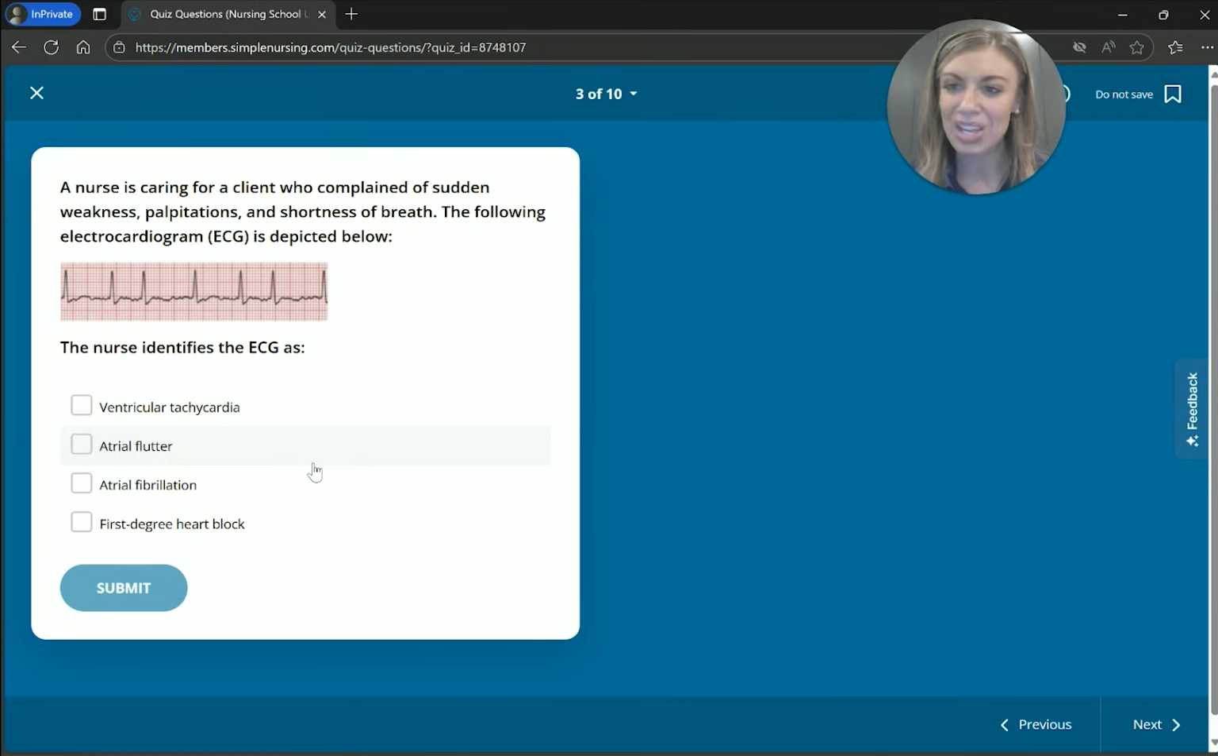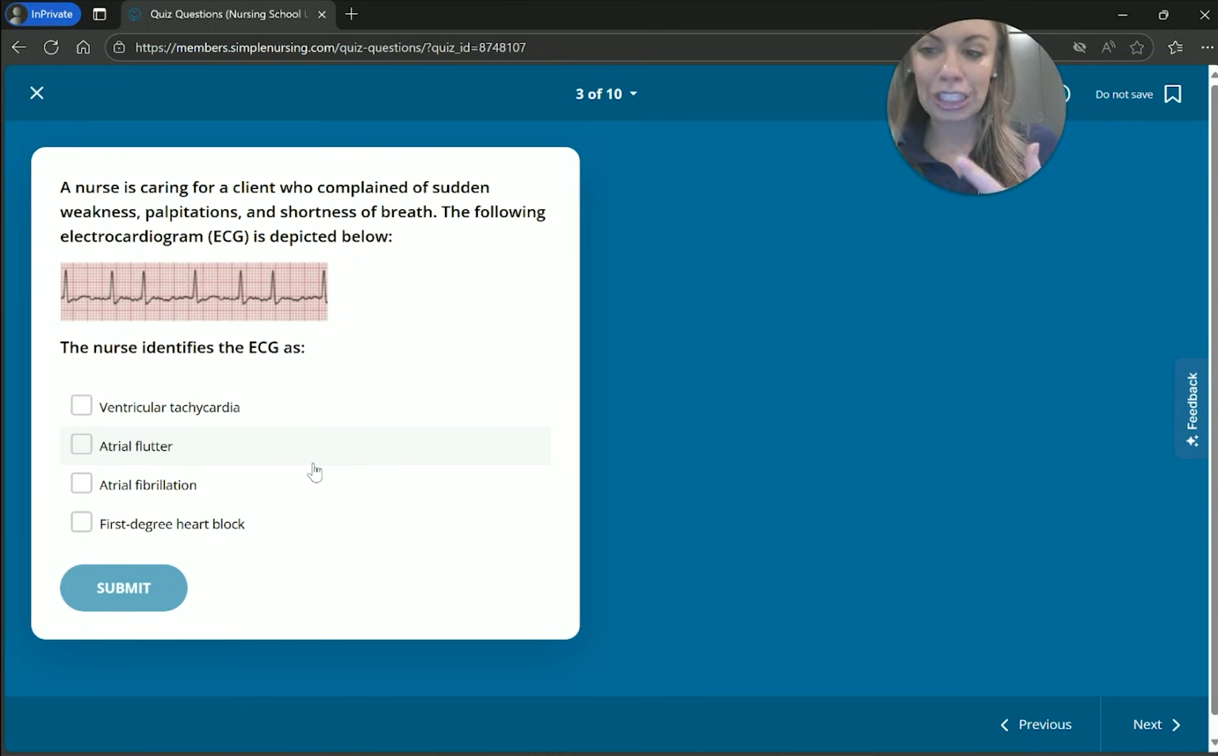For the next one, a nurse is caring for a client who complained of sudden weakness, palpitations, and shortness of breath. The following EKG is depicted below. I'm looking at that P wave. I see wiggle, wiggle, wiggle, floppy, floppy, floppy, then a QRS. Floppy, floppy, floppy, QRS. So I know that anytime I see flopping around, that's fibrillation. And especially if it's the P wave that's flopping around, that's going to be our atrial fibrillation because that P wave is going to correspond to the atrial activity.